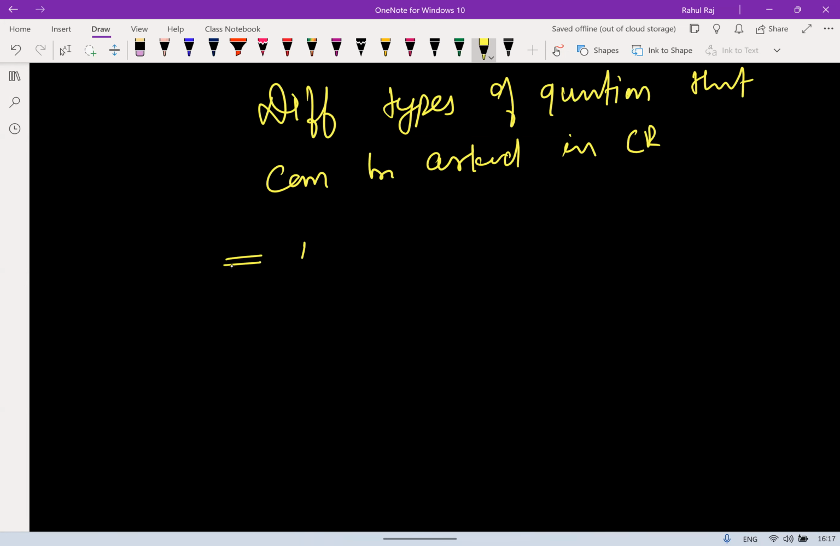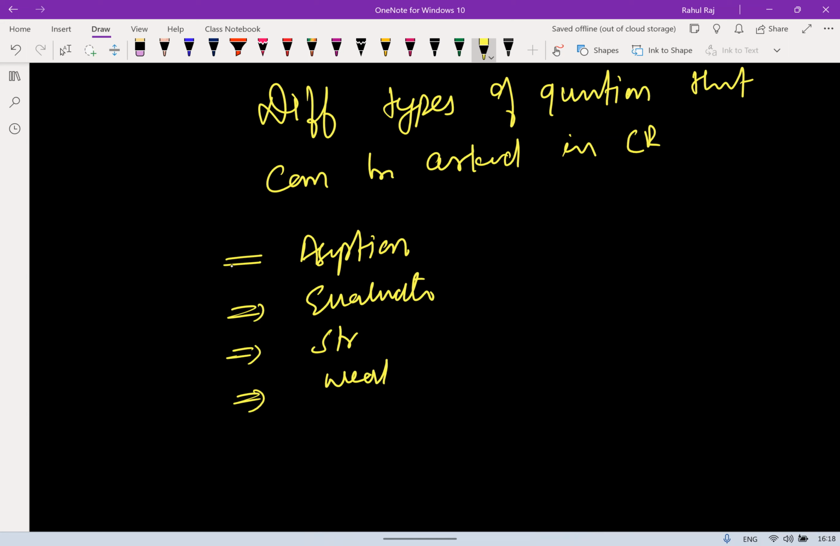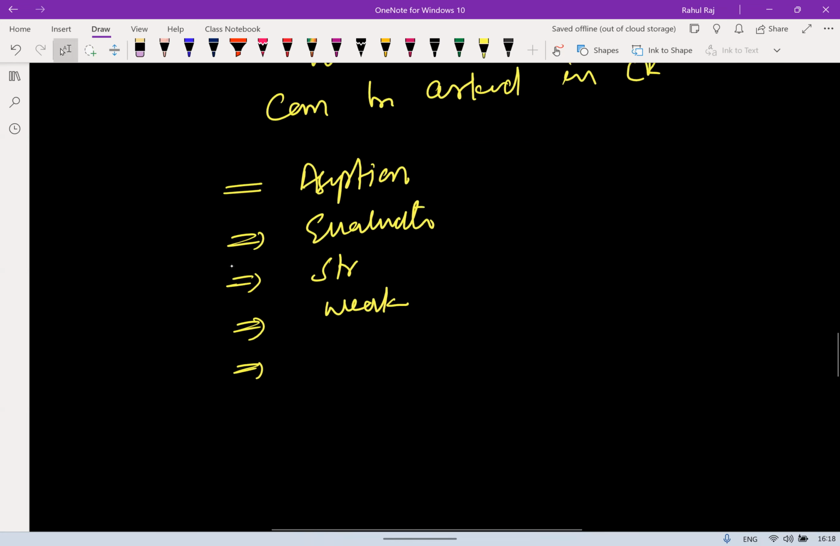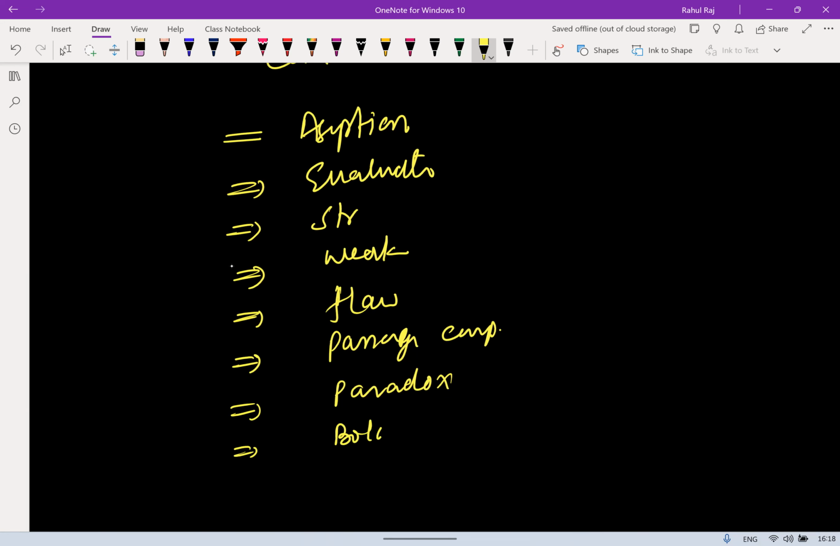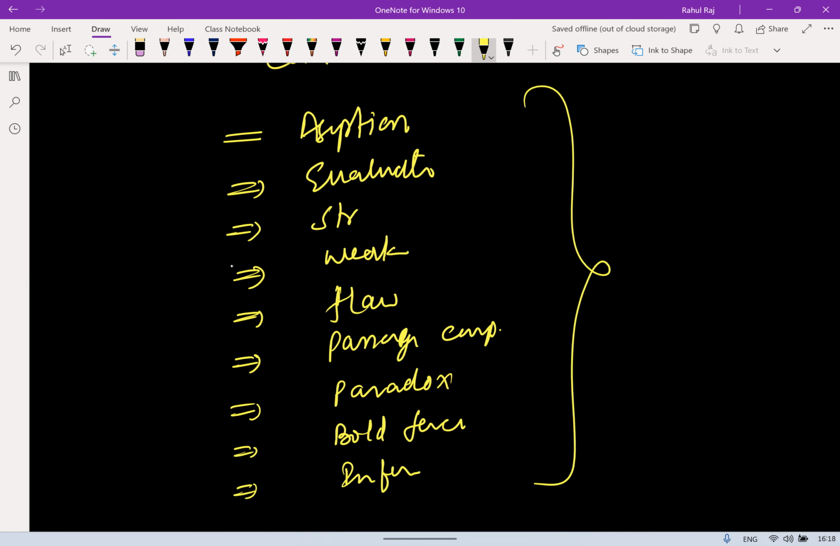Here, the first is assumptions. Second is evaluate. Third is strengthen. Fourth is weaken. And then you have flaw. Then you have completion, the passage completion. Then you have paradox. Then you have boldface. I'm just trying to tell you what types of questions can come in CR. And then there is the inference topic. I can tell you there is nothing more that could be asked in critical reasoning for sure.